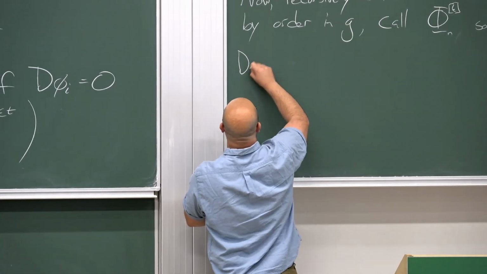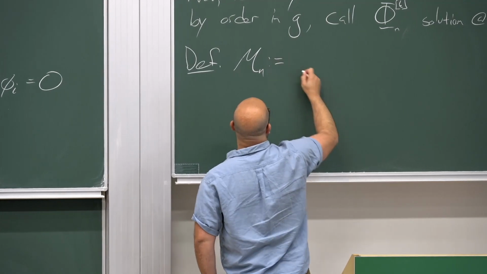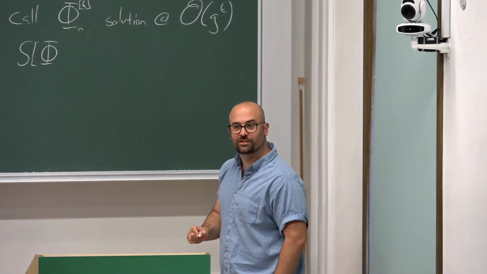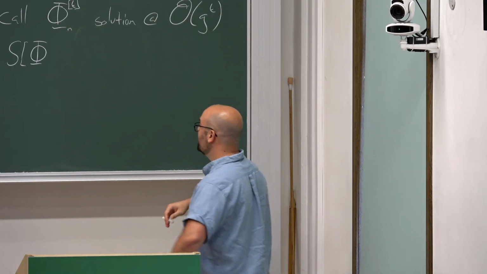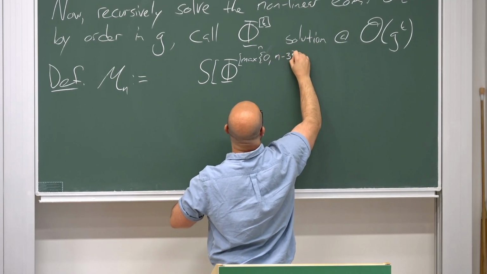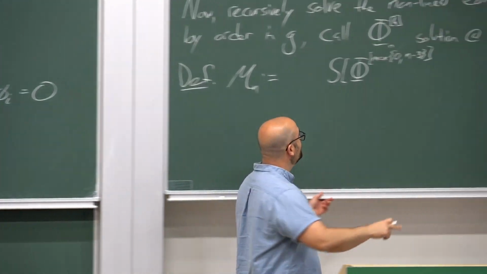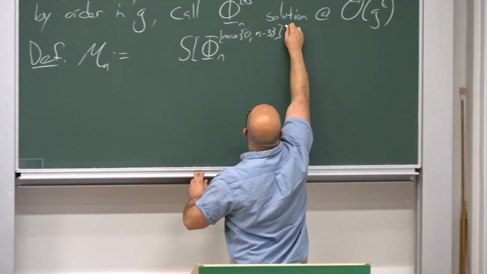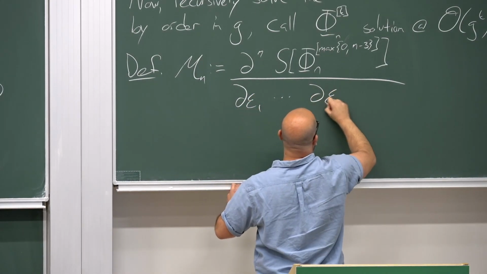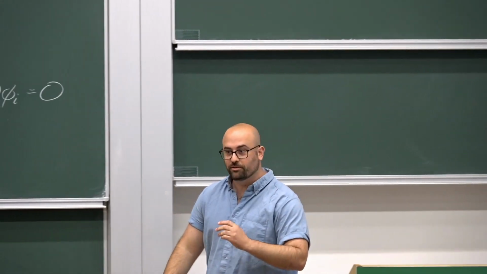Now, the definition of a tree-level scattering amplitude, which I'll call m sub n, is this: I take my classical action and I evaluate it on one of these recursively constructed solutions to the equation of motion. The order I have to go depends on n. So this goes up to, say, the maximum of 0 or n minus 3 for a theory whose first nonlinearity occurs at phi squared. If it was at phi cubed, this 3 would turn into a 4. Then I take the multilinear piece in these formal parameters epsilon for the n endpoints. And that's what a tree-level scattering amplitude is.